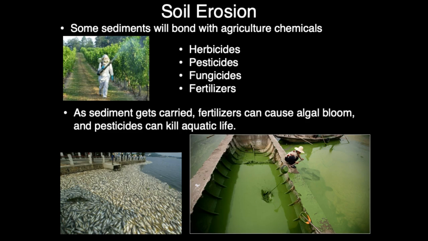And another problem occurs from the bonding of fertilizers with the sediments. So fertilizers also bond with the sediments and they get carried downstream. Downstream, once the sediments get deposited, the fertilizers will react or will be left there, and so algal blooms will occur, which provides perfect conditions for one single species to prosper in a way that is not natural.